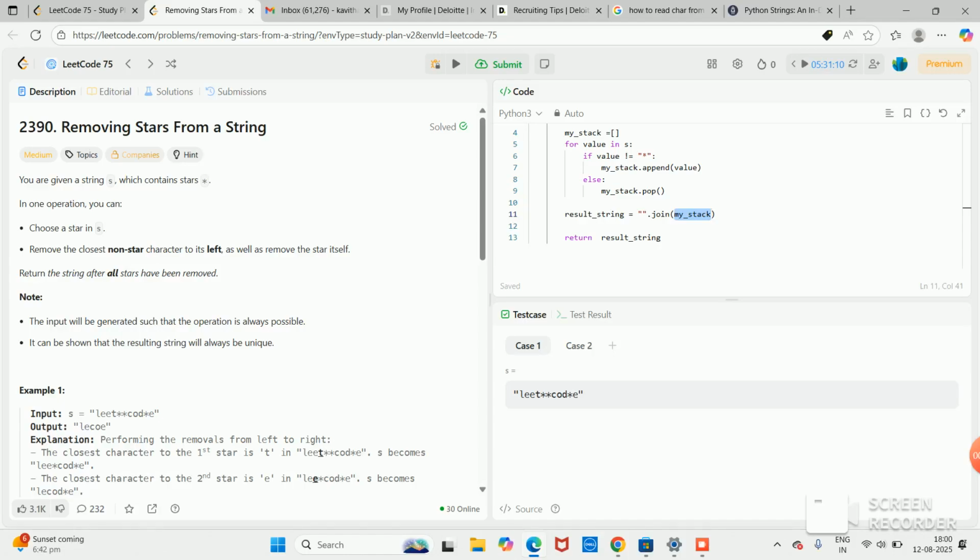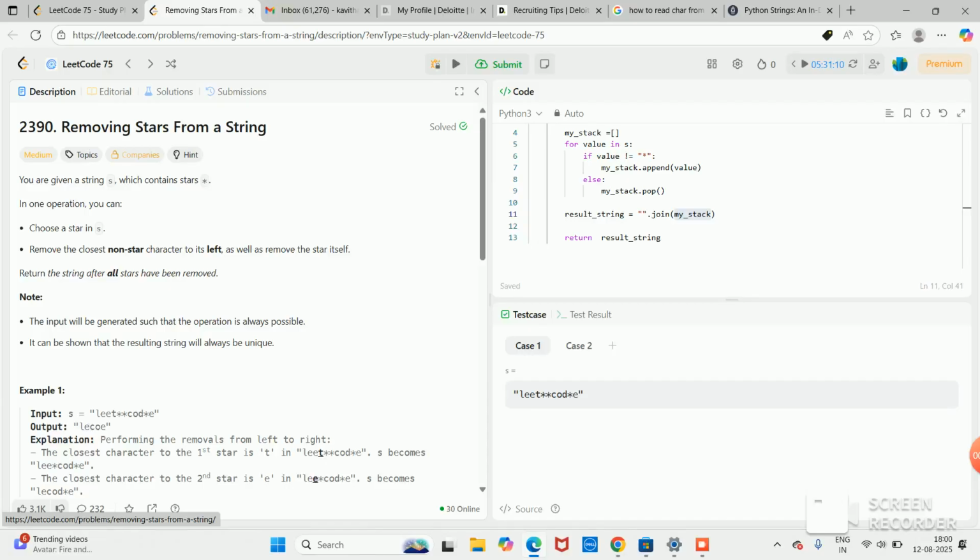Hey guys, today I'm going to talk about the LeetCode problem 2390. Yes, we have started the LeetCode series, and this is the first problem I'm going to discuss. Okay, so this problem is removing stars from a string.